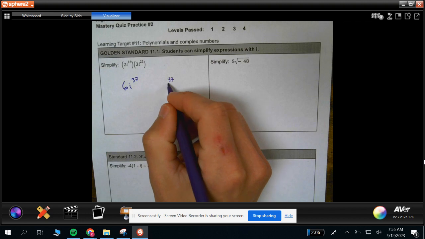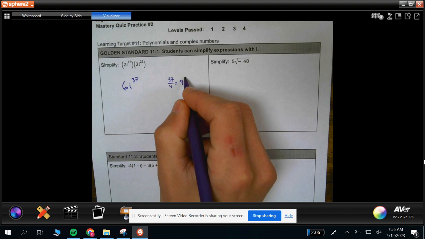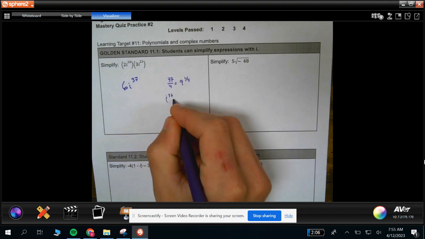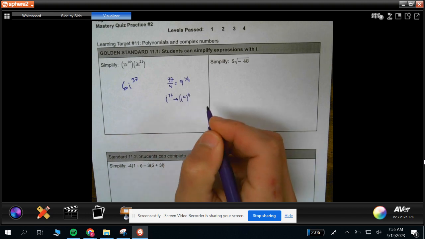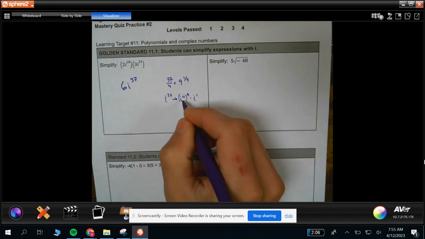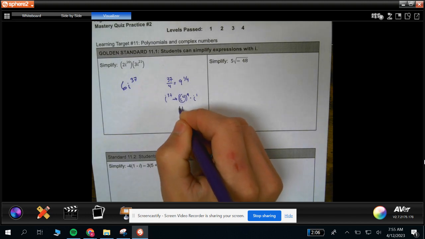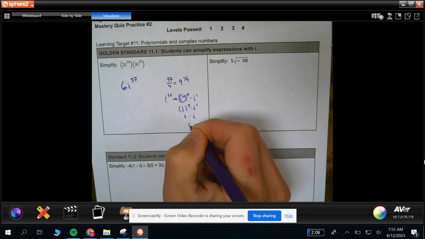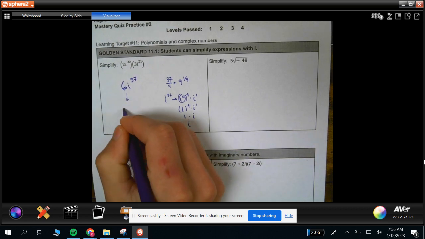How many times does 4 go into 37? 37 divided by 4 goes in 9 times with 1 left over. So essentially, i to the 37th is the same as i to the 4th times 9 of them, times i to the 1st. The key thing to realize is that i to the 4th is just 1. So that's like 1 to the 9th times i to the 1st, which is just 1. So all that simplifies down to just i. So our final answer would be 6i.